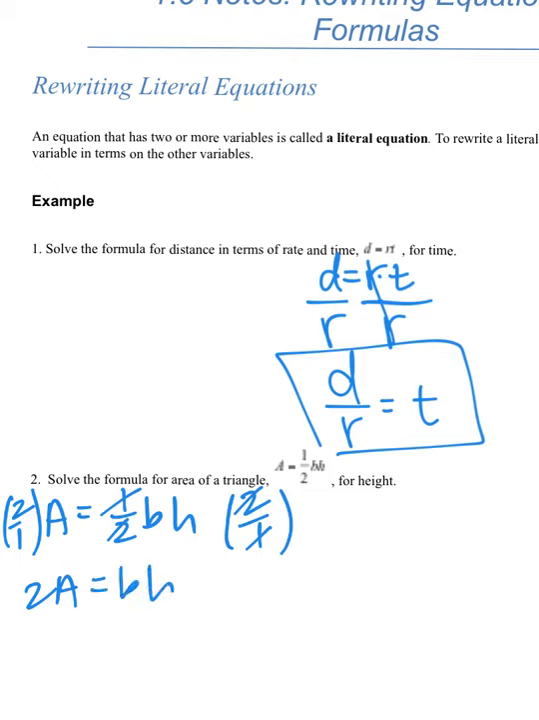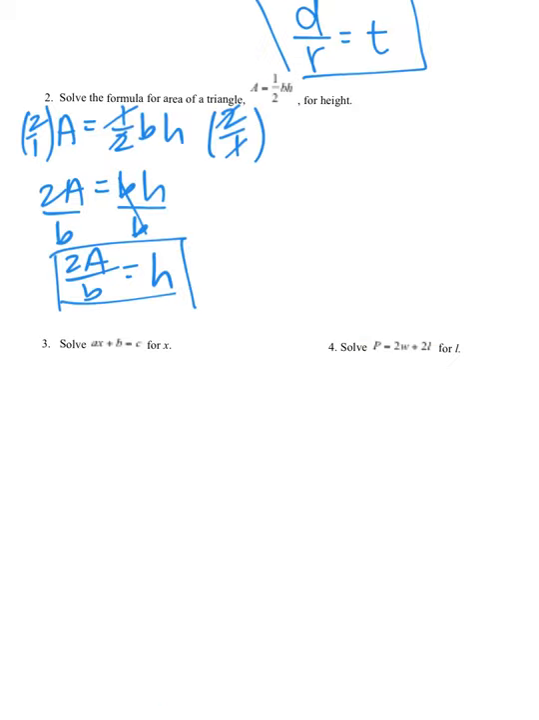The b I haven't moved yet. Now I need to move the b, so I'm going to divide both sides by b. And I end up getting h by itself, so I have 2a over b equals h. All right, moved the page down a little bit for you. So 2a over b equals h is the end of number 2. And we can stop there because h is by itself on one side of the equation.